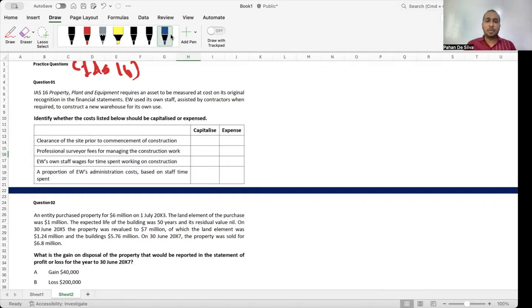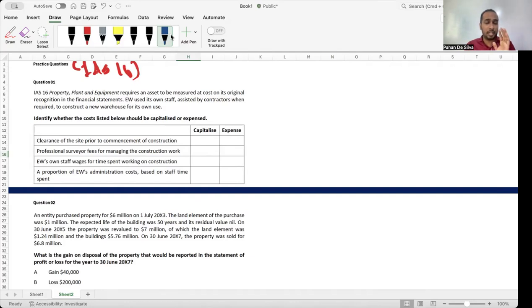Okay. EW, maybe a company, EW used its own staff assisted by contractors when required to construct a new warehouse for its own use. Now there is a company called EW and they want to construct a new warehouse. To construct this new warehouse, what are they doing? They have used their own staff, and in addition to that, they are using the service of contractors when necessary. This warehouse is constructed for their own use. That means this is a kind of owner occupied property.